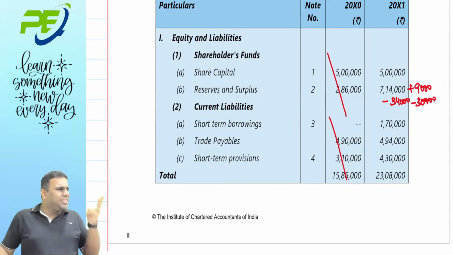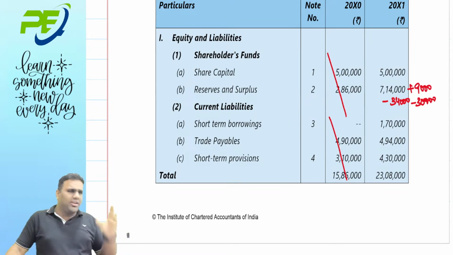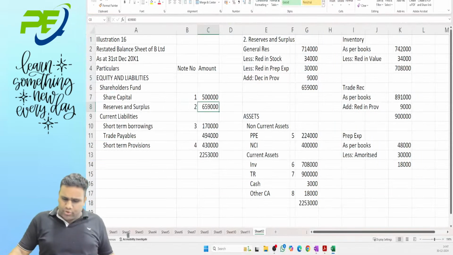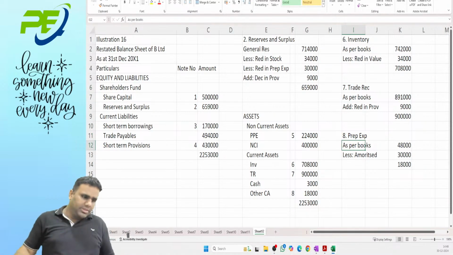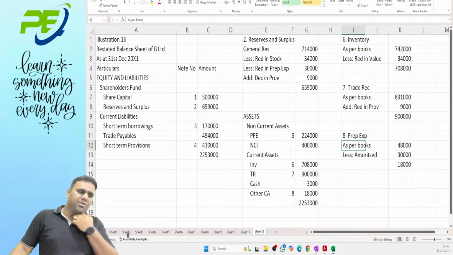Everyone, only these three adjustments. And I don't want you to write all the notes. Just write these 4 notes. Note number 2, inventory. Note number 6, trade receivable is 7 and prepaid expense is 8. Come on, everyone, write quickly. And with this, all the illustration problems are over. We'll start practical problems.